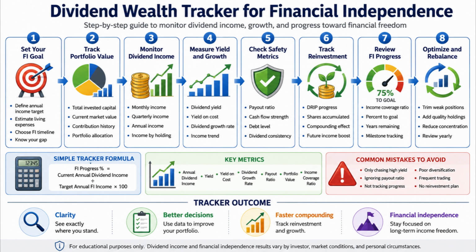At the same time, avoid common mistakes such as chasing only the highest dividend yield, ignoring payout ratios, failing to track progress, holding a poorly diversified portfolio, trading too frequently, or investing without a reinvestment plan. A high yield does not automatically mean a high-quality investment, and a portfolio without proper tracking can easily move away from its original goal. By using a dividend wealth tracker, investors can gain greater clarity about their current position, make better portfolio decisions, improve the compounding process, and remain focused on long-term financial independence.